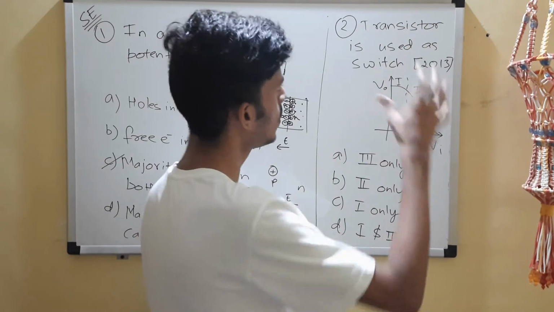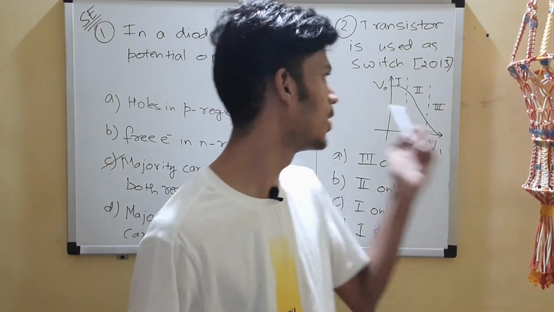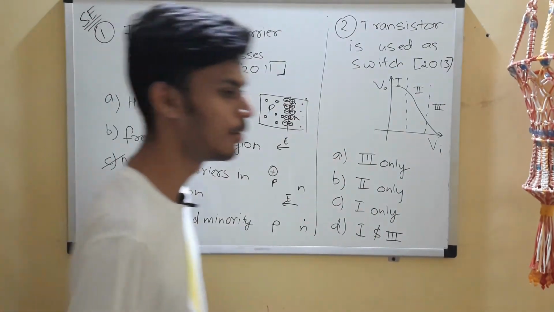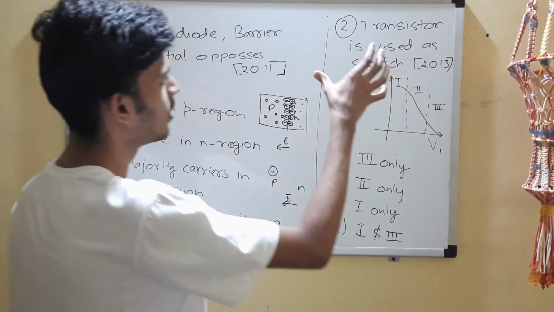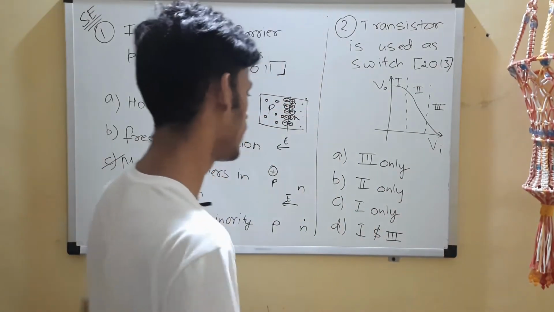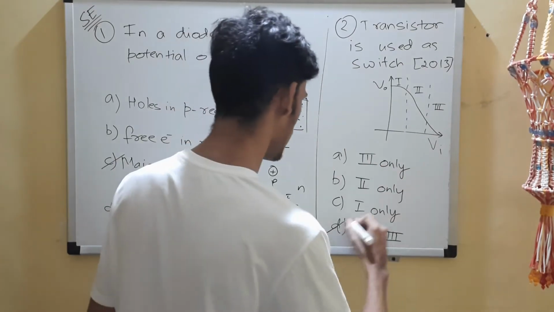Now in question 2, transistor is used as a switch. Okay, this is a very factual one. You are given the graph of output voltage versus input voltage, which is divided into 3 regions. You are supposed to find a region in which transistor will act as a switch. Okay, very factual one. You should be ready with your answer in 3, 2, 1. The correct answer is option D.